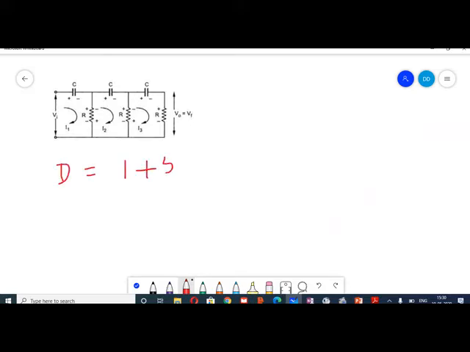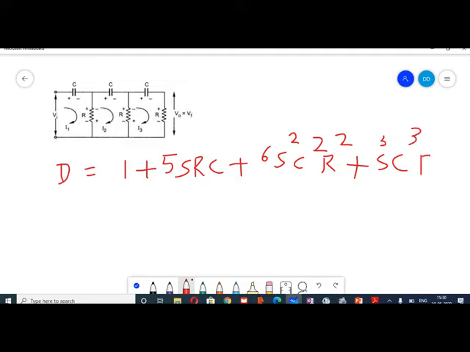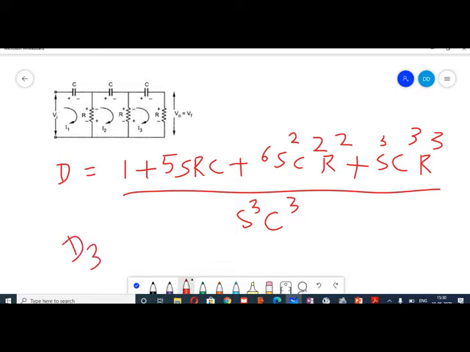D equal to 1 plus 5 SRC plus 6 S square C square R square plus S cube C cube R cube divided by S cube C cube. This is the determinant what we are going to get from that particular matrix. Then to find D3, replace the third column of the matrix by Vi, 0, 0, and again find the determinant, which gives us Vi into R square.